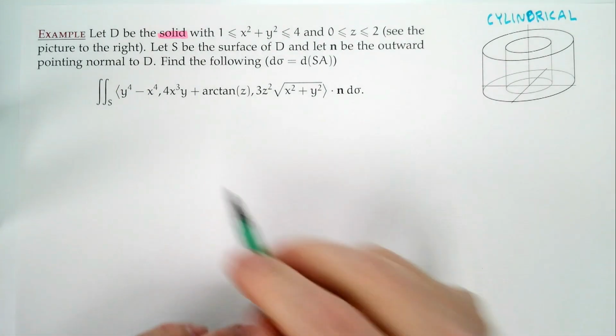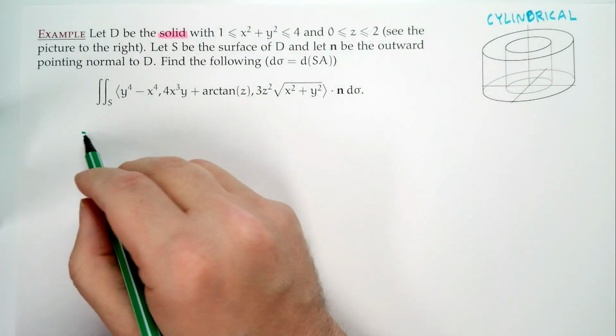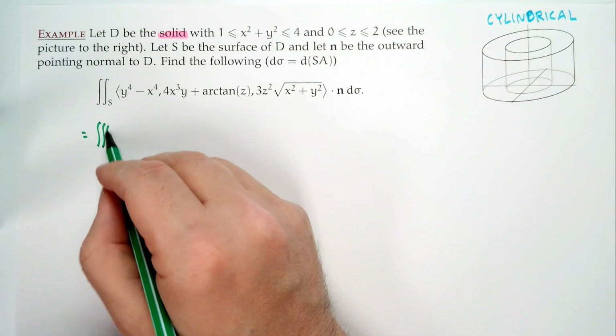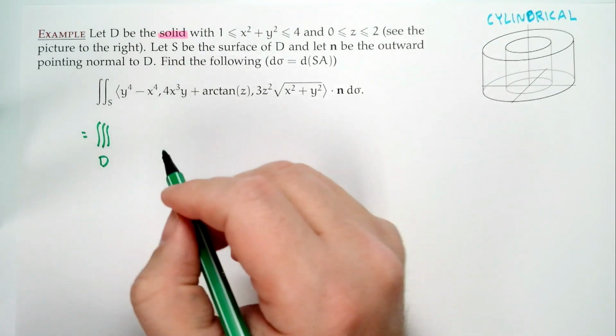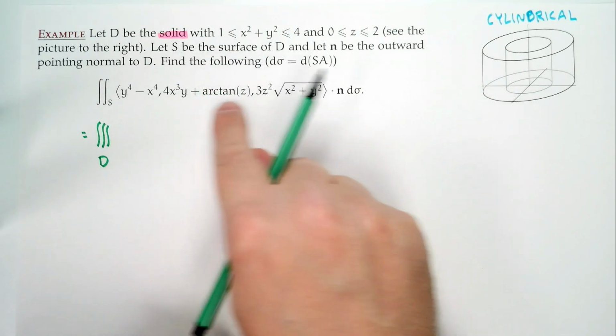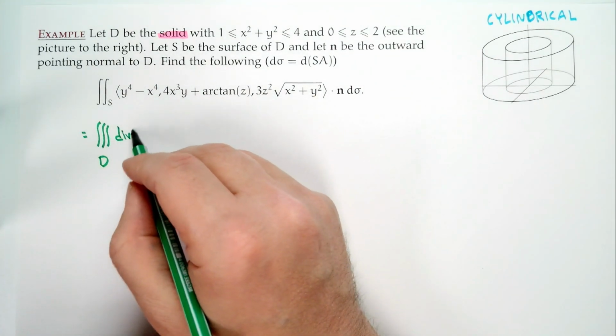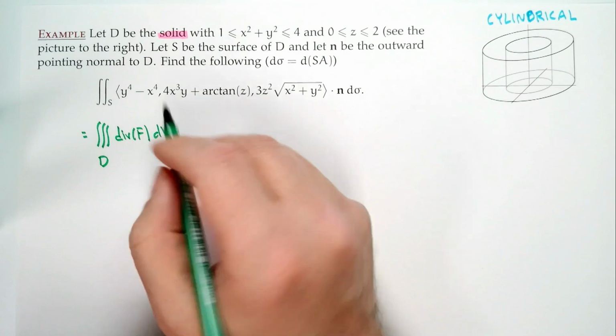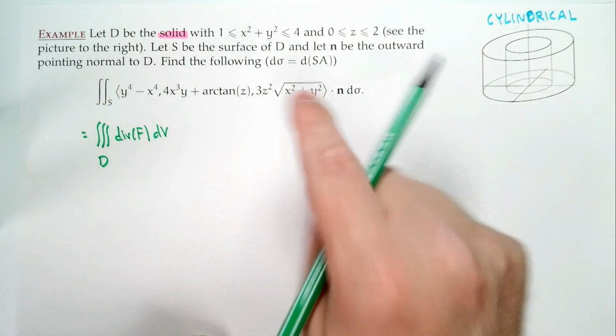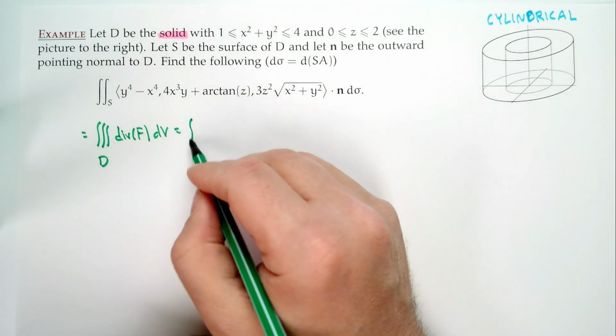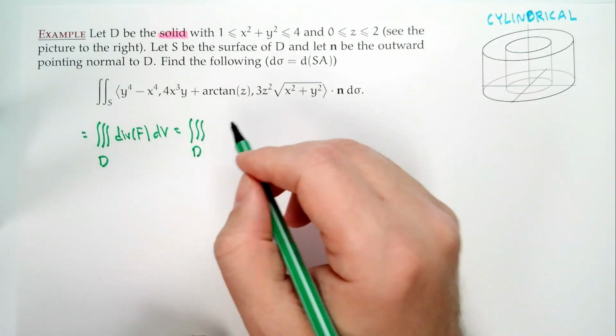All right, so this will be, according to the divergence theorem, the integral over our solid D. And now we go through, we're doing the divergence here. So we're going to do the divergence of f dV, where f is this whole expression. So that's the integral over our solid D.